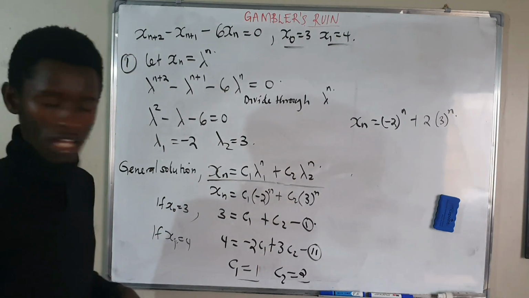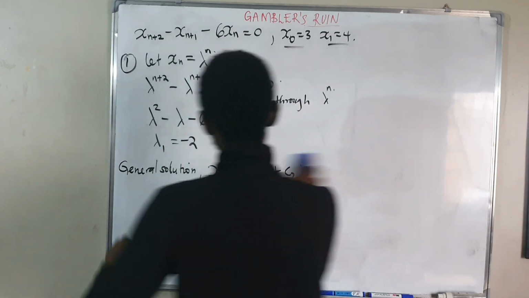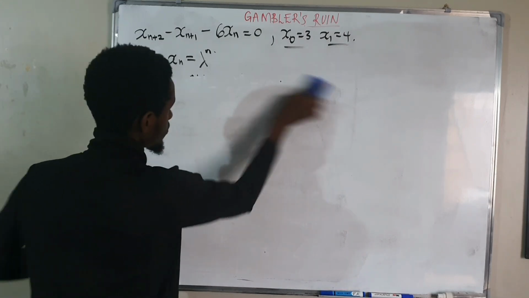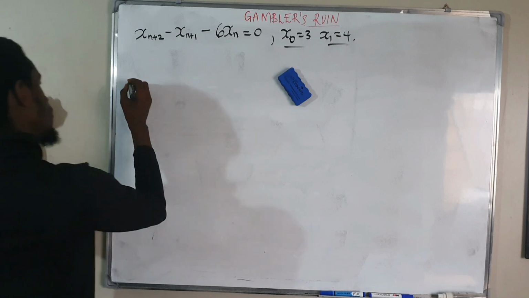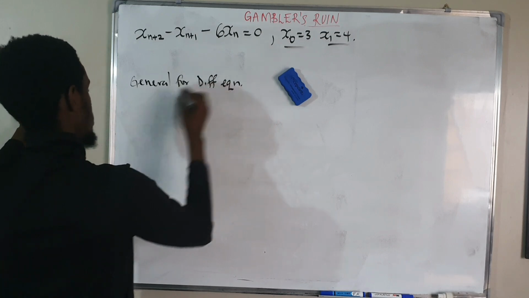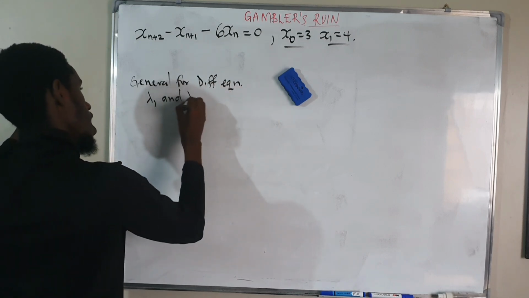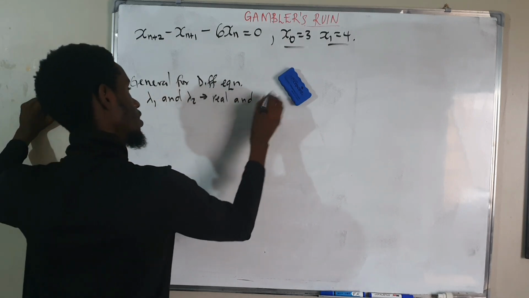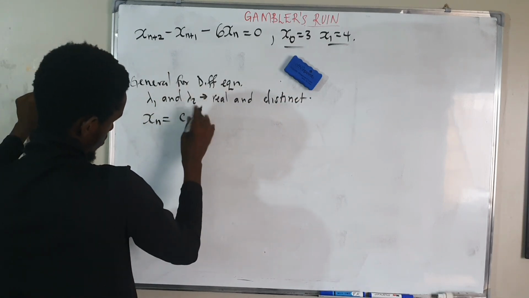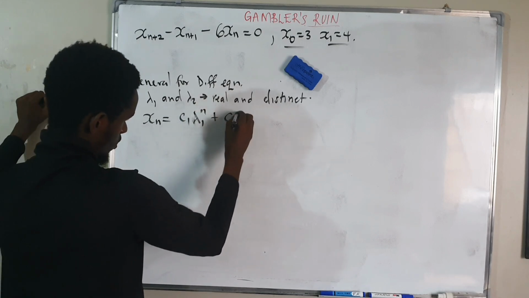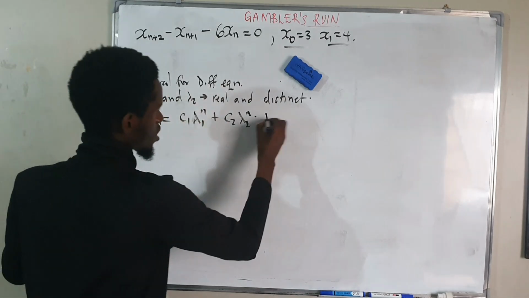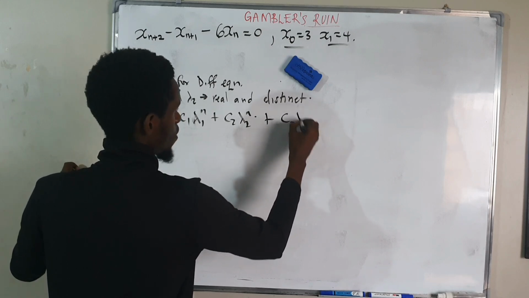Now, what to note from this, if our roots are repeated, I think this is simple. I just want to give what to note before we go in for the gambler's ruin. We've said that for the general solution of a difference equation, if our lambda 1 and lambda 2 are real and distinct, then xn is going to be c1 lambda 1 power n plus c2 lambda 2 power n. If we had more unknowns, we would just say plus c3 lambda 3 power n and so on.